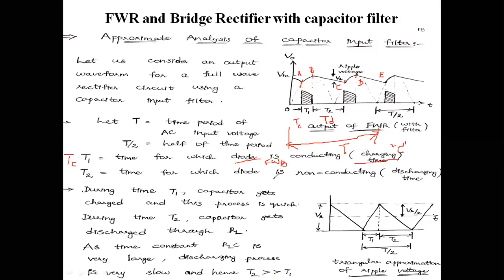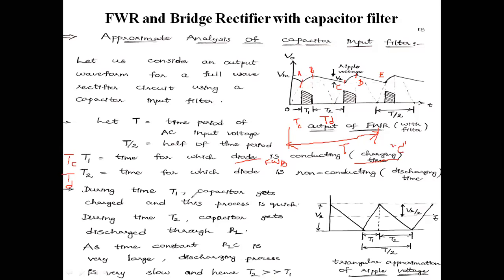T2 is the time for which the diode is non-conducting. That means it is the discharging time of the capacitor. I can take this time as TD, the discharging time. For our convenience, we are taking that time as T1 and T2 in order to use those two points in the derivation part, but literally those are Tc and TD.